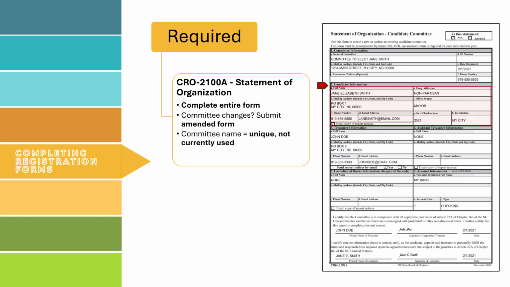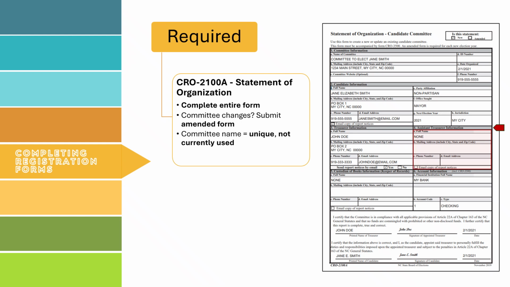Section 2 asks for candidate information, including name, contact information, party affiliation, nonpartisan for municipal candidates, office sought, election year, your jurisdiction, and a place to mark if you'd like to be CC'd on report notices emailed to your treasurer. Section 3 asks for treasurer information, including name, contact information, and a place to mark if you'd like report notices emailed. This is the contact we will use to communicate with your committee.